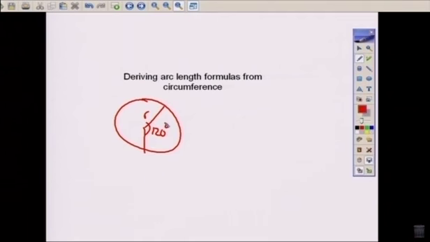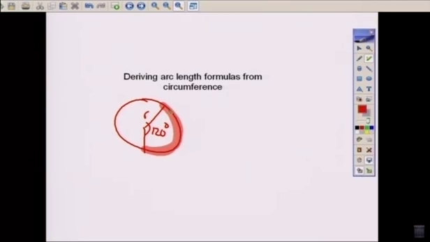Now yes, we just spent some time talking about radian measure, and we're going to come back to that today, but I want to start with what we're probably more comfortable with, and that's a degree measure. So I've started with a circle, radius r, and a central angle of 120 degrees. We know from previous discussions that the arc length we're looking at is right here.